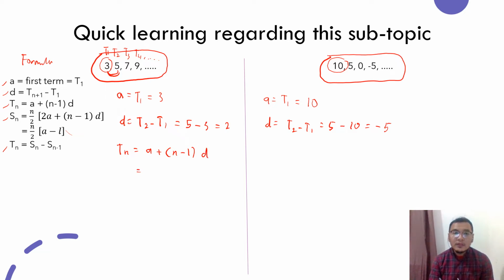Okay, so just assume that on the first sequence number we have until T4, and many more. Just assume that we want to find T6, the sixth term. So T6 equals A, which is 3, plus n. N is 6. Remember that. We want to find the sixth term, so 6 minus 1.